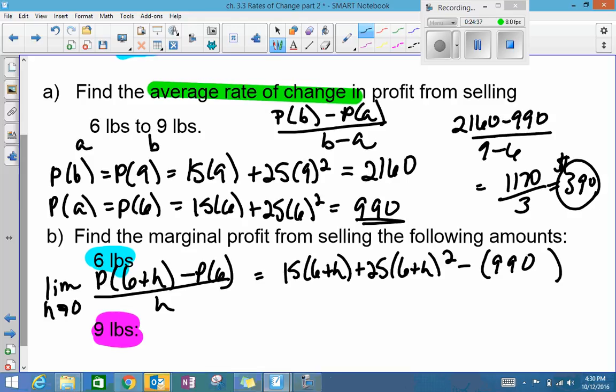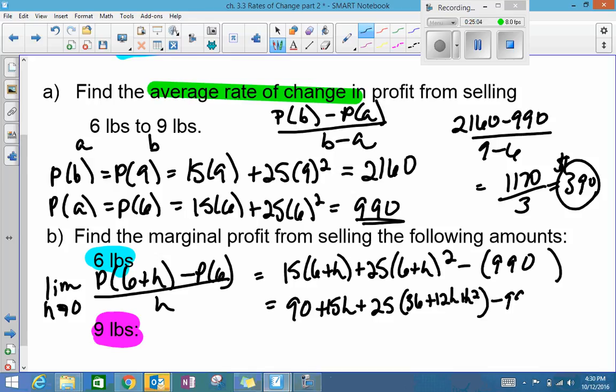So now as we simplify this, 15 times 6 is 90 plus 15h plus 25 times... No, I'm sorry, plus 25. Almost made a huge mistake there. Times foiling. So now we're going to foil 6 plus h. We get 36 plus 12h plus h squared, minus 990.